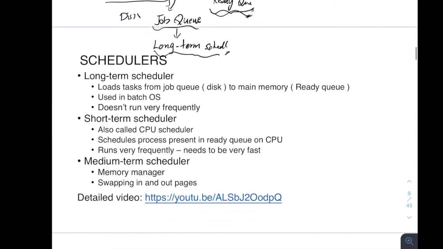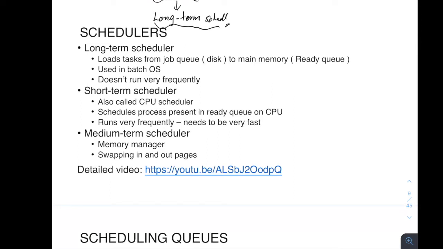Now, okay, now understand this. I will just go to the theory here. So long-term scheduler loads tasks from the job queue to the main memory, that is ready queue. So it loads into the main memory, but then PCB for each process will be created, and they are there in the ready queue. So this is mostly used in batch operating system, not in the time sharing operating system. Today most of the operating systems are time sharing. So long-term scheduler is not used much, and this does not run very frequently. Of course, you know why? Because it has loaded like 5 or 6 tasks in the main memory. Now these 5-6 tasks should complete, then only this long-term scheduler will again run, right?